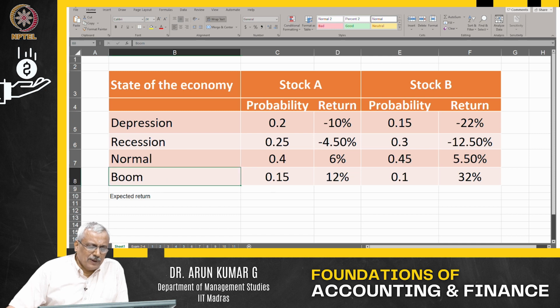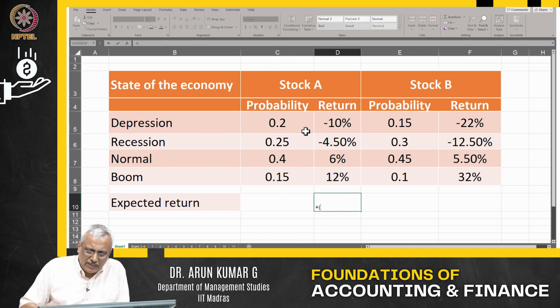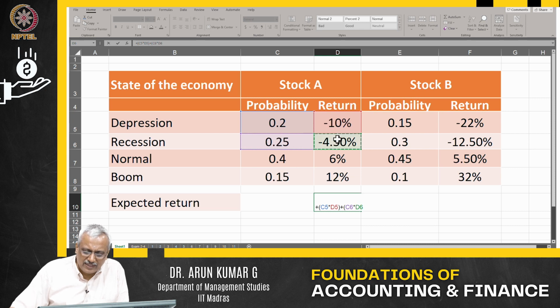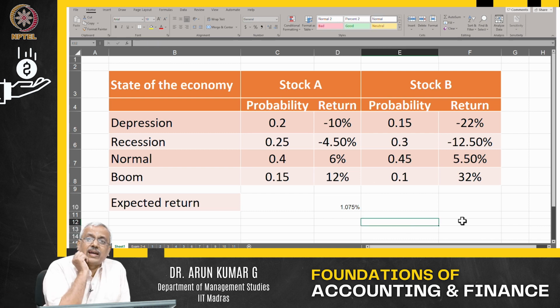Now, what is the expected return? The expected return in this particular case is going to be nothing but the probability of the first event occurring, that is depression occurring, into the return for that event, plus the probability of the next event occurring into the return that I would get in the next event, plus the probability of the third aspect, that is the normal situation occurring, into the return that I will get on the normal situation, and the probability of the boom period occurring, and the return that I could expect in this particular case. I'm going to express it in the form of a percentage. It's going to be 1.075, 1.075% out there.